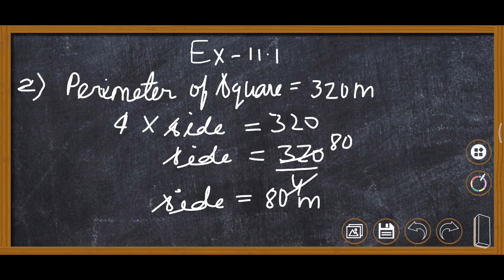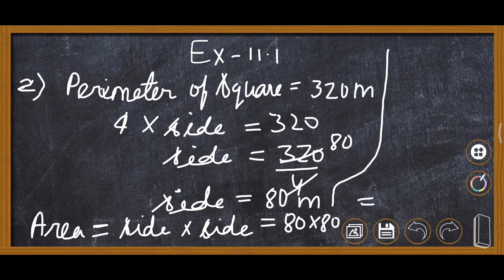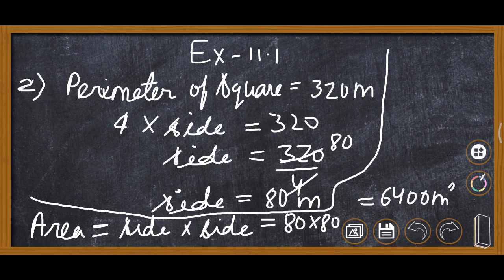Now we are required to find the area of the park. So formula of area of a square park is side multiply side. We will apply here side multiply side formula. So 80 multiply by 80, and then answer is 6400 meter square.